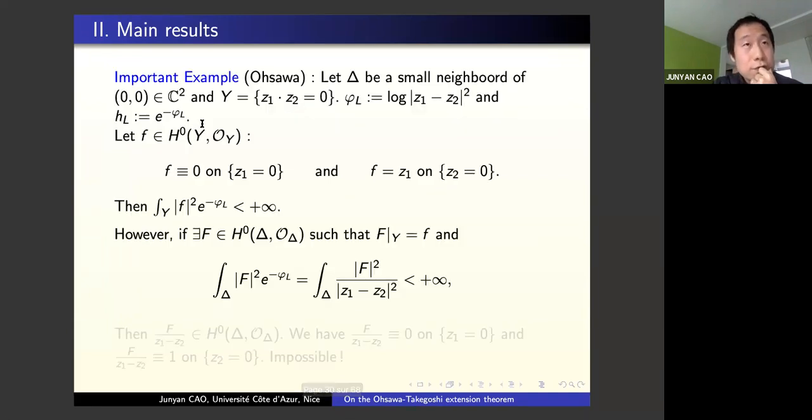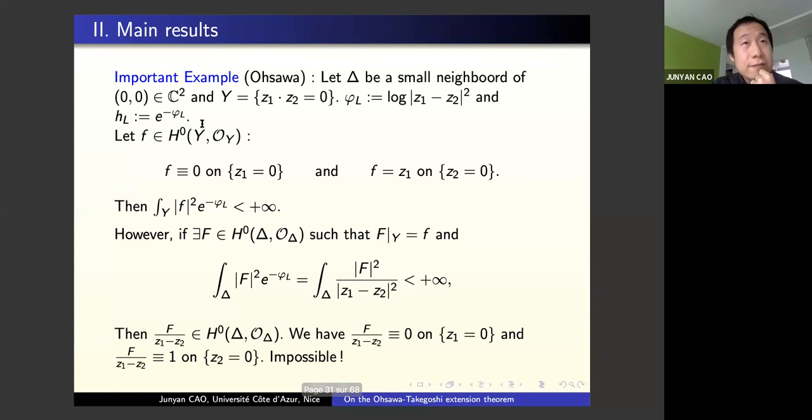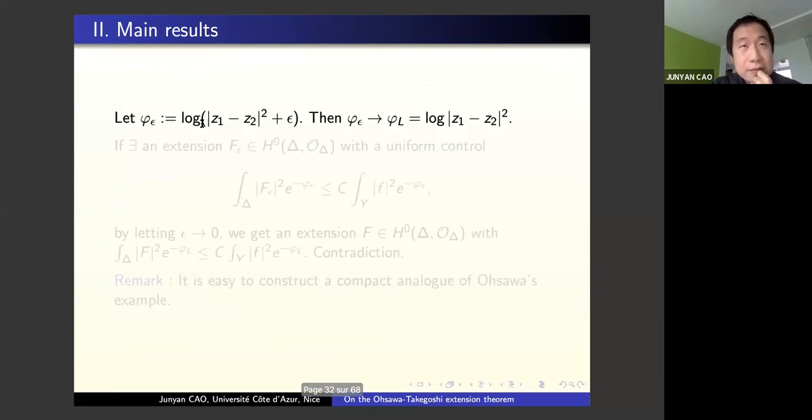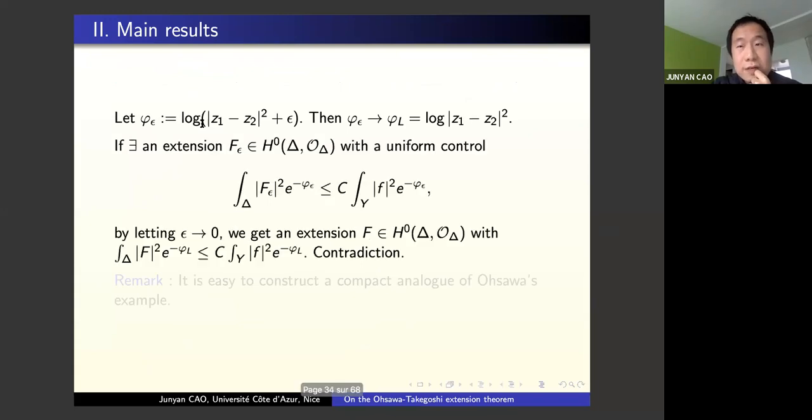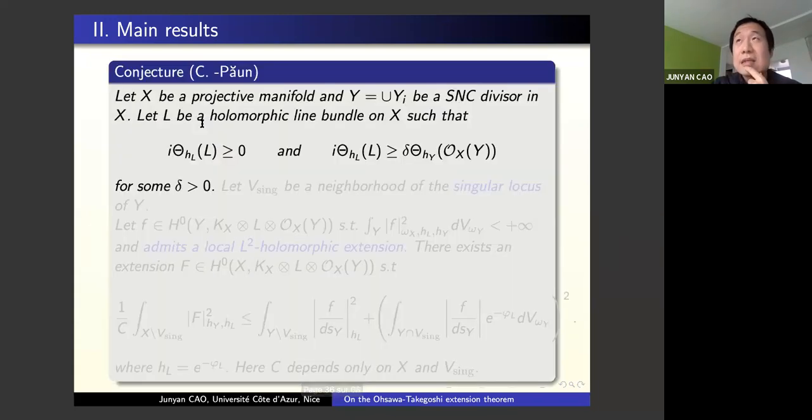So therefore, in order to find some effective Ohsawa-Takegoshi extension type result, we need to find some other type of norm of small f. So in our paper, we propose the following conjecture. As before, we suppose that X is projective and Y is simple normal crossing, and the line bundle satisfies these two curvature conditions as usual.